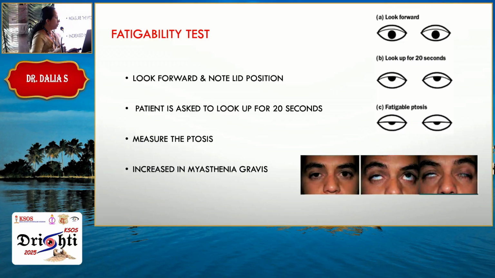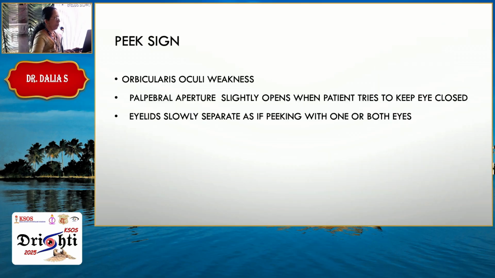Now, to go more into the diagnosis, you can elicit the fatigability test, where the patient is asked to look forward and you note the lid position. Then the patient looks down and then up for 20 seconds. After that, you measure the amount of ptosis. If there is an increase in ptosis, myasthenia gravis is a possibility to be considered. Peek sign: when the patient tries to keep the eyelids closed, the palpebral fissure will slightly open because of orbicularis weakness. The eyelid slowly separates as if peeking with one or both eyes. That is called the peek sign, which again is seen in myasthenia.